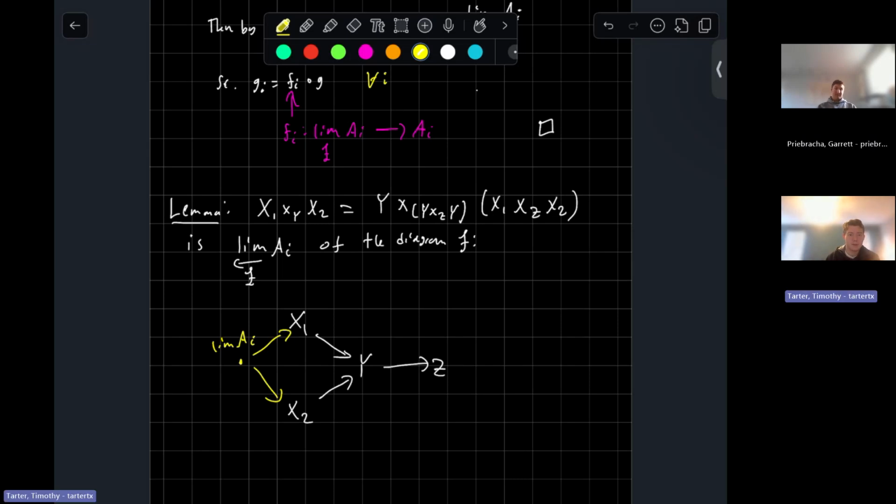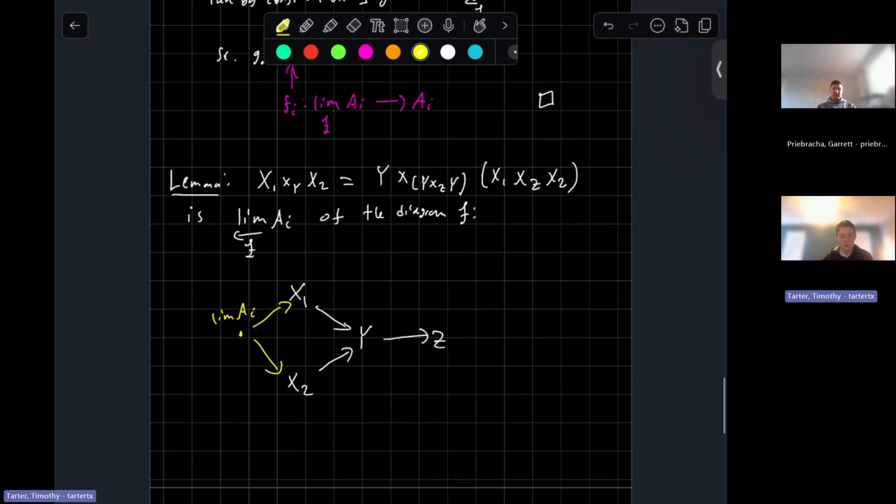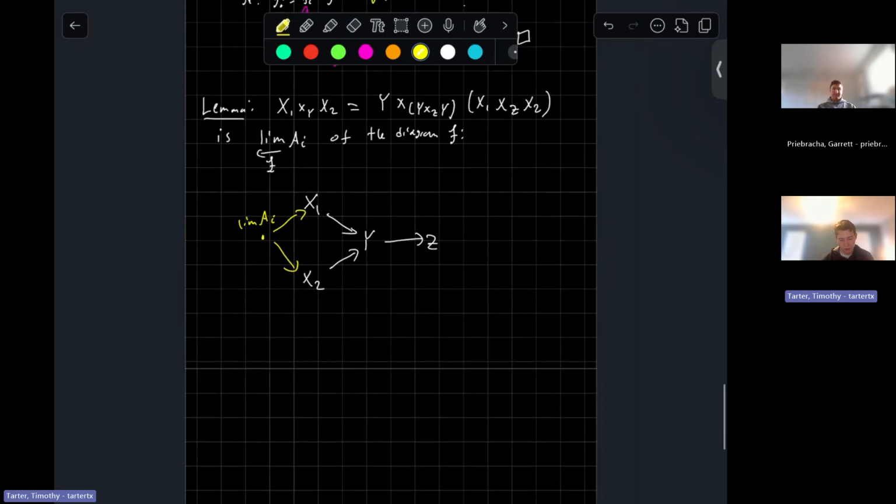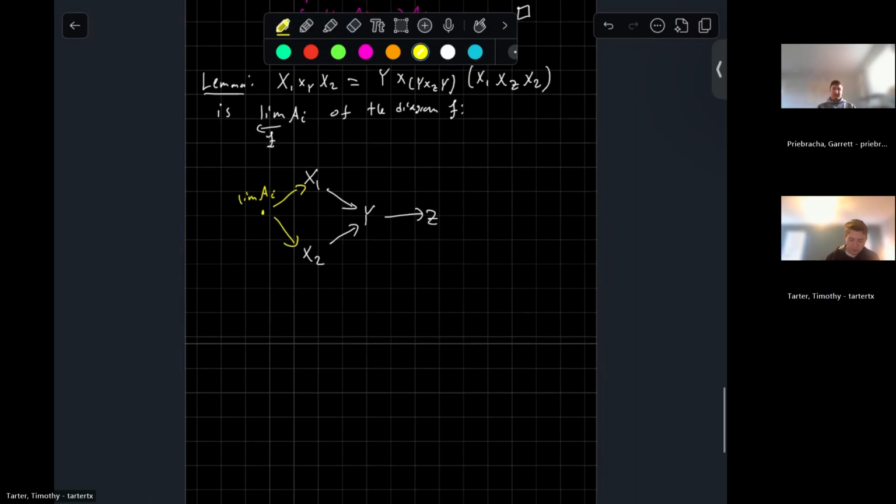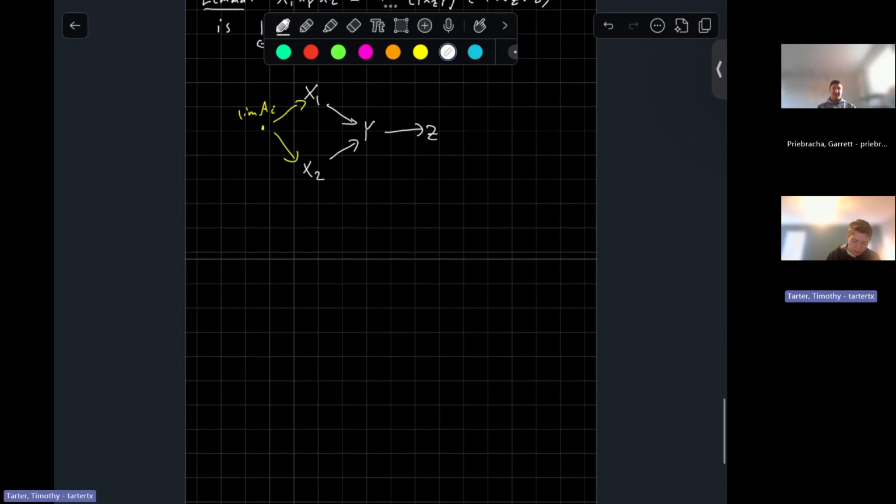And that's pretty clearly the fibered product of X1 and X2 through Y. But showing that that is also the fibered product of Y with its diagonal morphism through Z requires us to build out the whole flowchart. So let's do that.